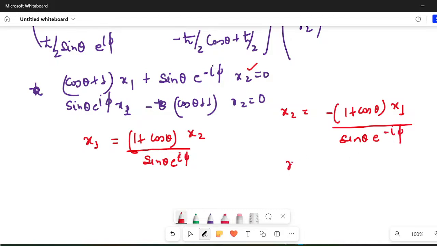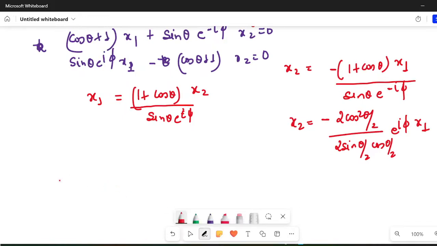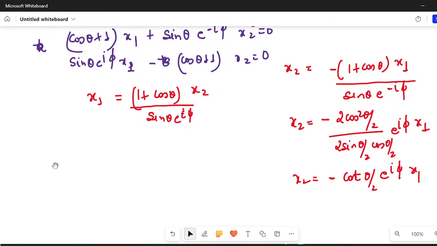Okay, so what would be your x2? x2 would be simply minus of 1 plus cos theta is 2 cos square theta by 2, and this is 2 sine theta by 2 and cos theta by 2, and then you have this e to the power iota phi, and then you have this x1. So eventually I can write my x2 as minus of cot of theta by 2 e to the power of iota phi x1. Now if I want to write it in easier fashion, and if I use this, I'll certainly get a different answer. I'll get e to the power minus iota phi.